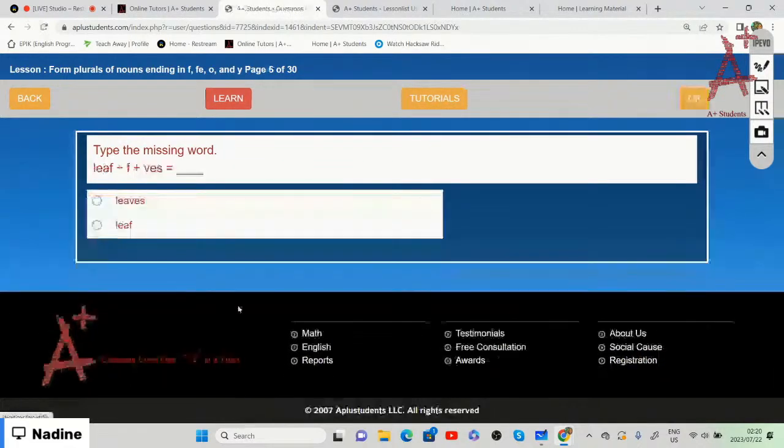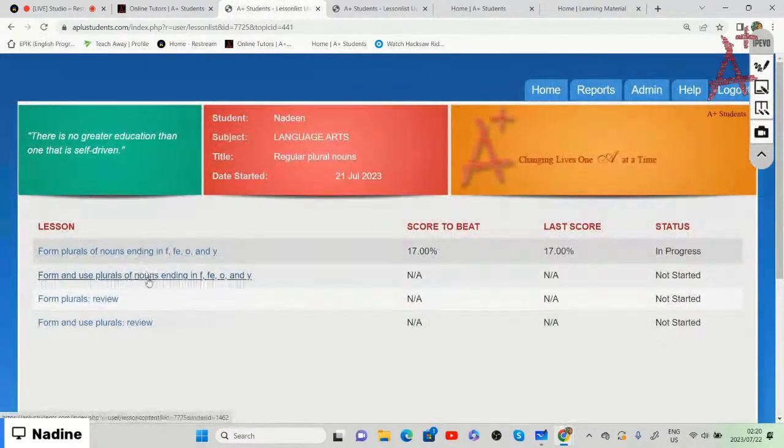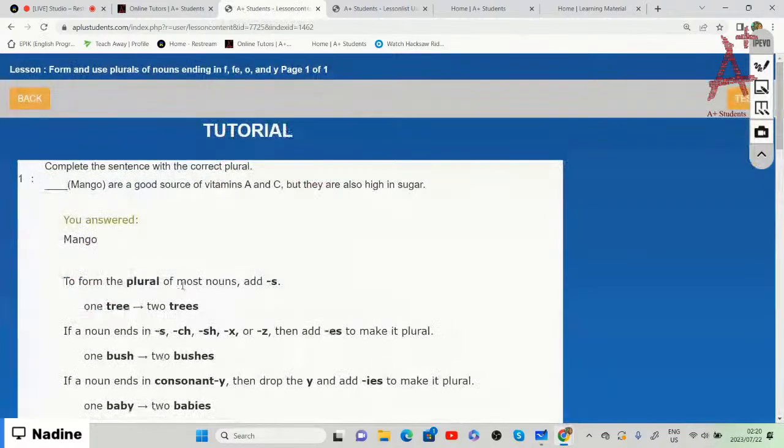And well done, well done. All right, we're going back. Now we're going into form and use plural nouns ending in fe, o, and y.